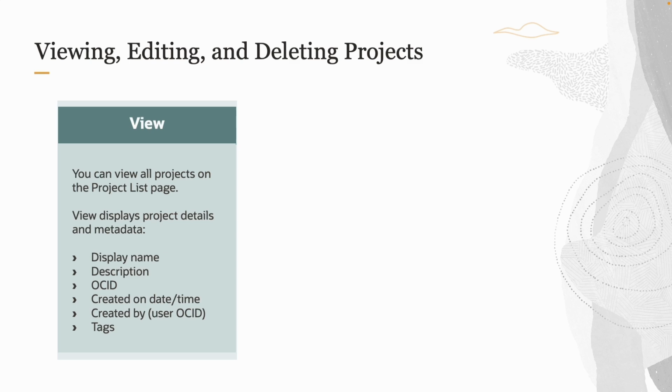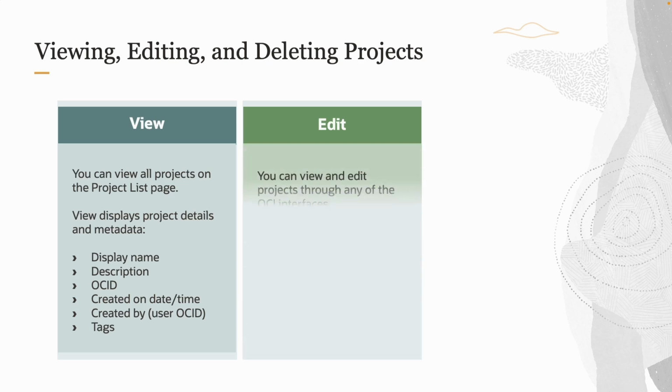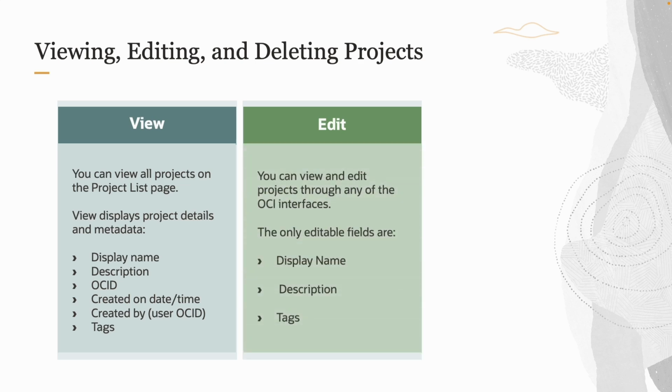Projects have the following metadata: a display name and description, the OCID of the project, the date and time it was created and the user it was created by, as well as its tags. The only fields that are editable are display name, description, and tags. You can view and edit projects through any of the OCI interfaces.